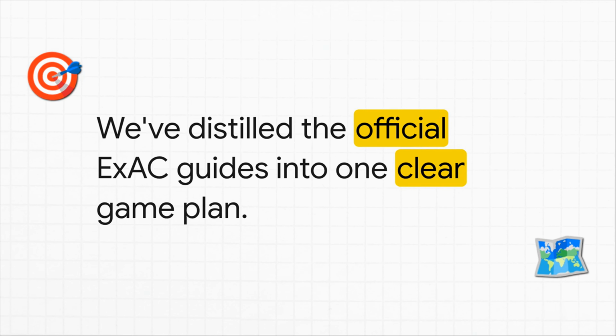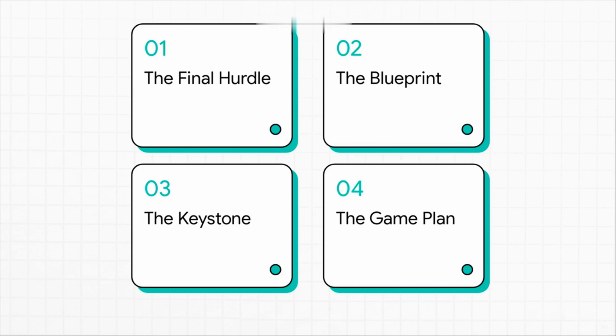We've dug through all the official prep guides and boiled down the most critical info into one clear game plan to help you walk in there and succeed. Here's how we're going to do it. First, we'll talk about the final hurdle itself. Then, we'll dive into the blueprint to understand the exam structure. After that, we'll tackle the keystone, the National Building Code. And finally, we'll lay out the game plan for exam day.